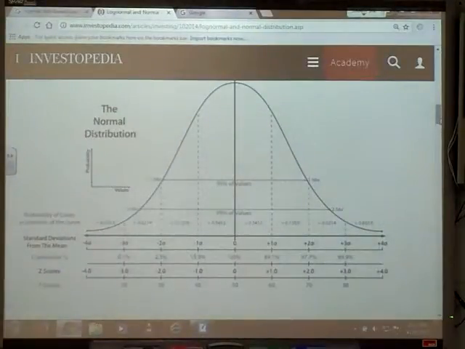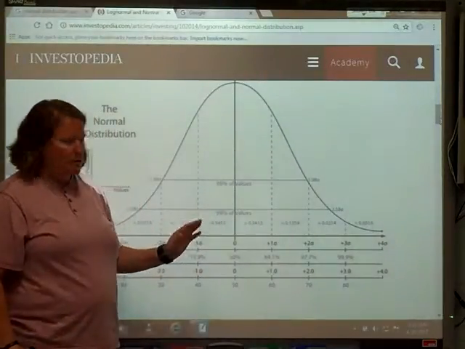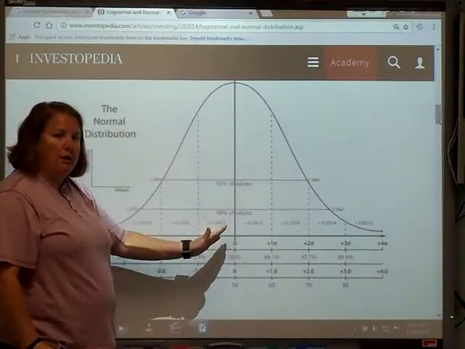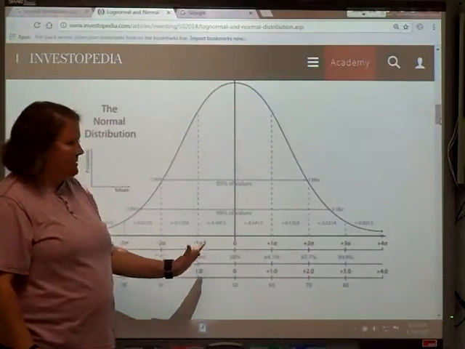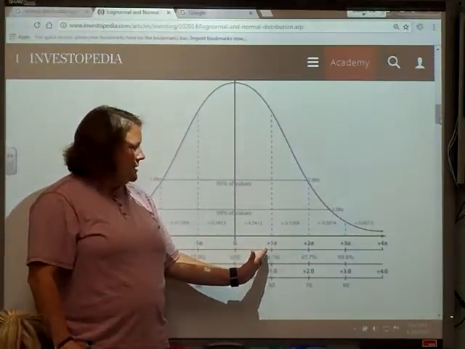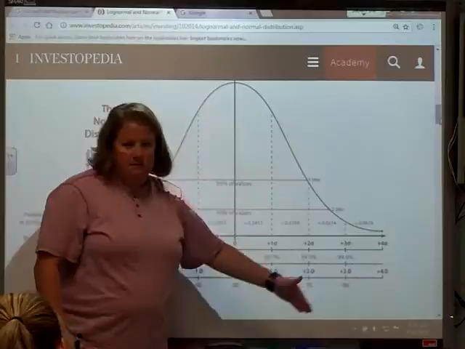Okay. So each of these lines on our chart here is one standard deviation away. If I'm here at the mean and I move to the left, I would be one negative standard deviation. If I move to the right, I would be one positive standard deviation. Then here would be two positive standard deviations. Here would be three, and so on.